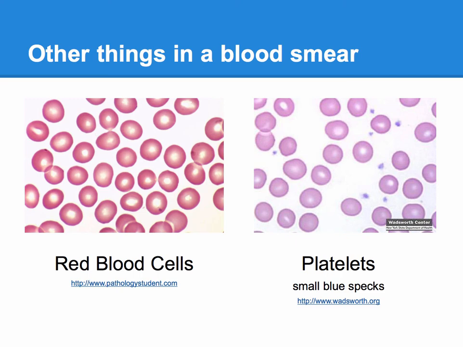Additionally, in a blood smear you will see red blood cells, which look like red or pink discs, and platelets that appear as small blue specks, which you can see in the picture on the right. It is important to recognize what these look like because you may have to perform red blood cell or platelet counts.